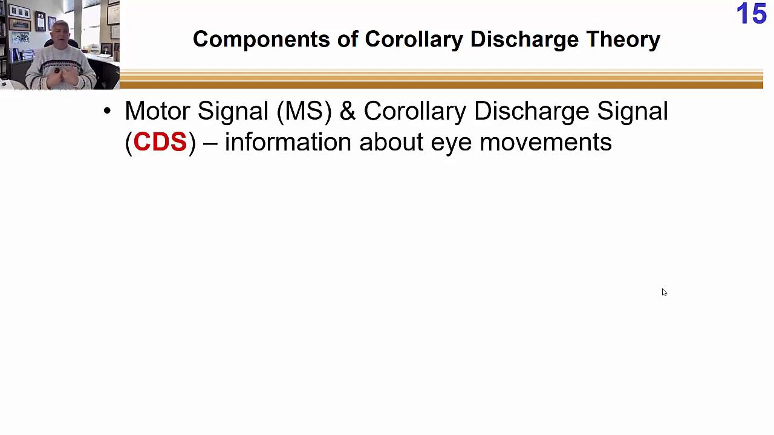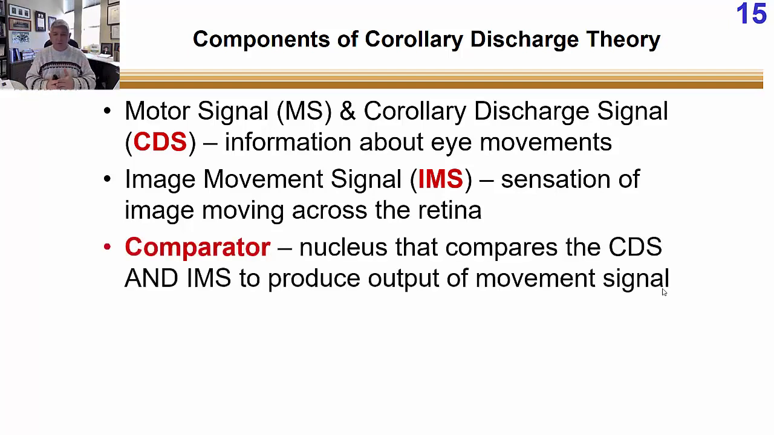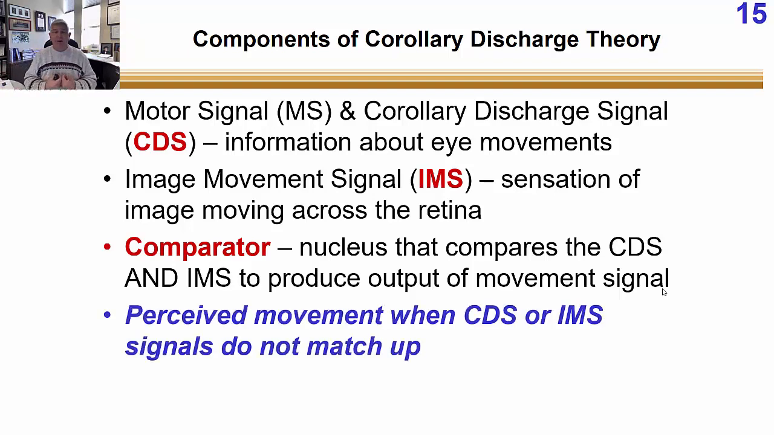We have a CDS, a corollary discharge signal, which is the motor signal. It's telling us information about how my eye is moving. And then we have the real movement signal, the image movement signal, the IMS, the sensation of something moving across the retina. Both of these signals come in to an area of the brain we're going to call the comparator that is going to compare the CDS and the IMS and send an output that's either movement or not movement. And it's pretty simple how it does that.